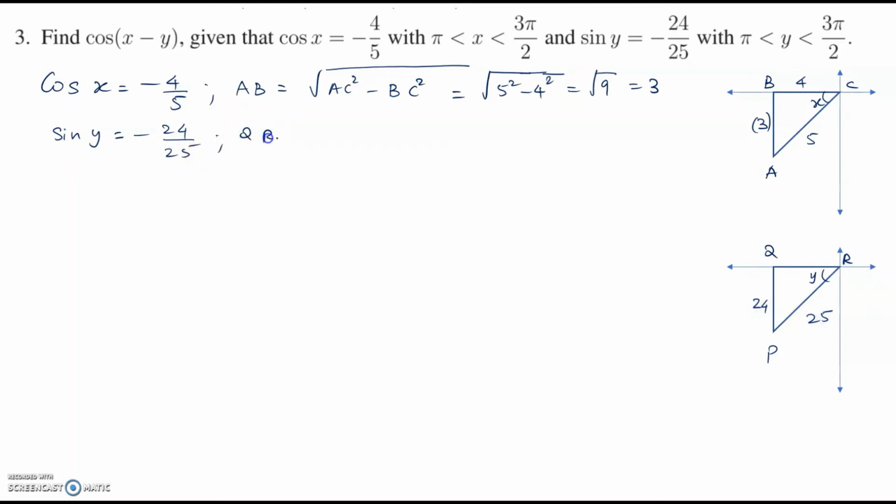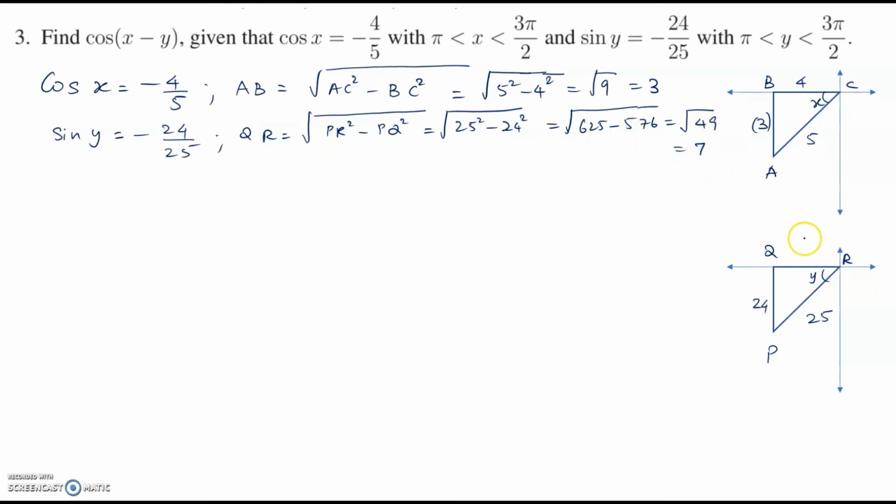Therefore, QR will be equal to root of PR squared minus PQ squared. That's equal to root of 25 squared minus 24 squared. That's equal to root of 625 minus 576, which is equal to root of 49, and that would be 7. Therefore, our QR is 7.